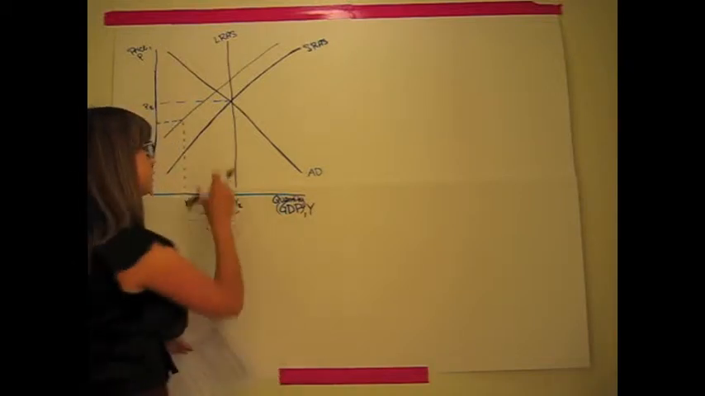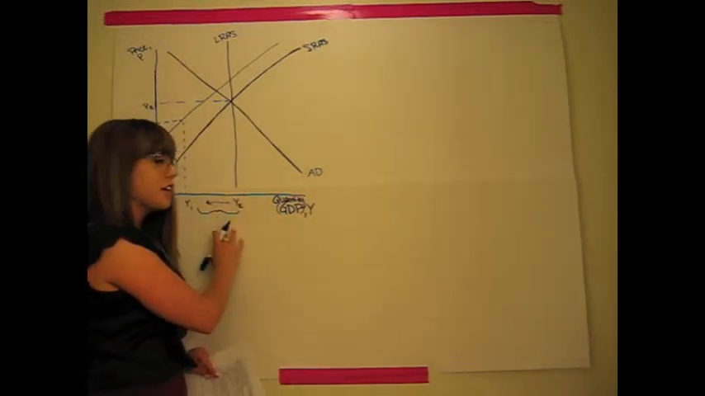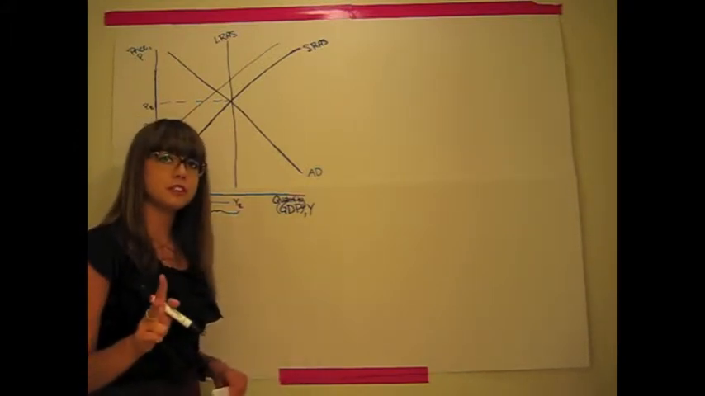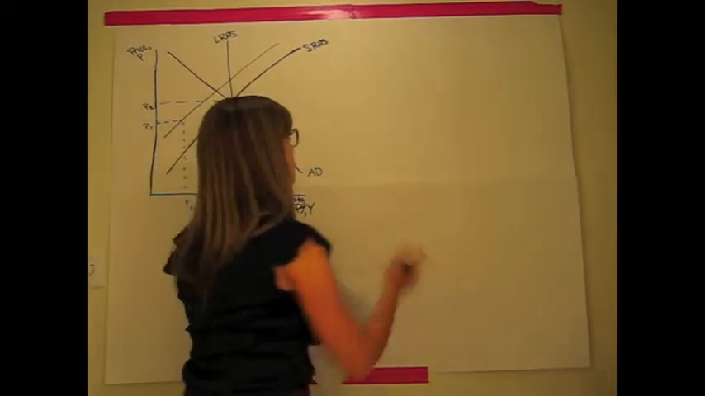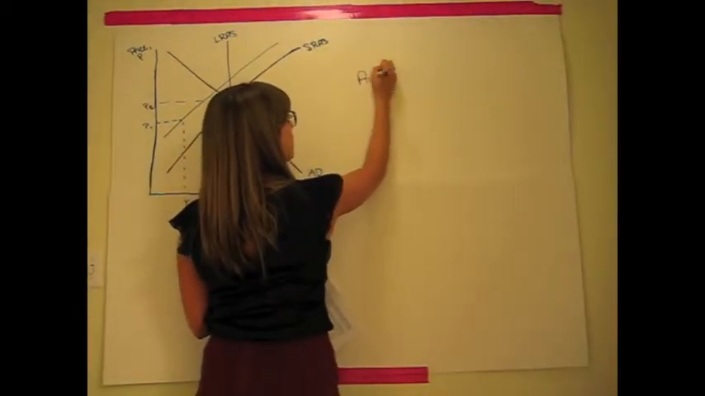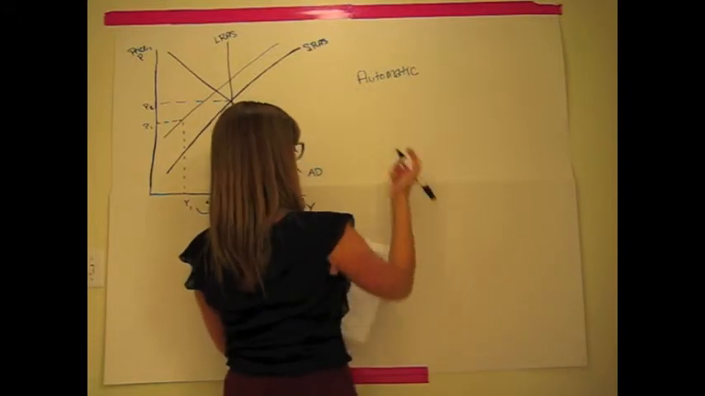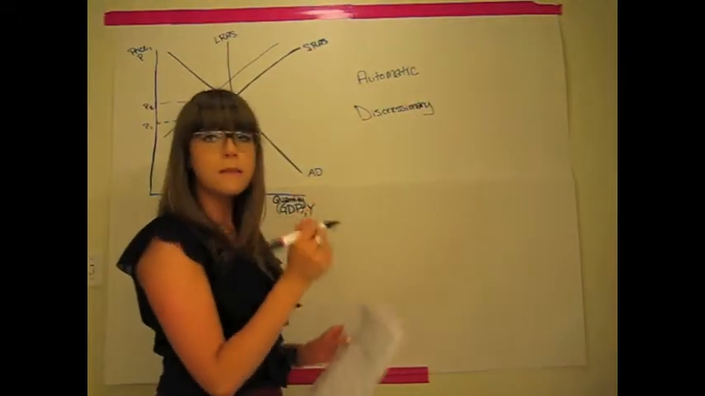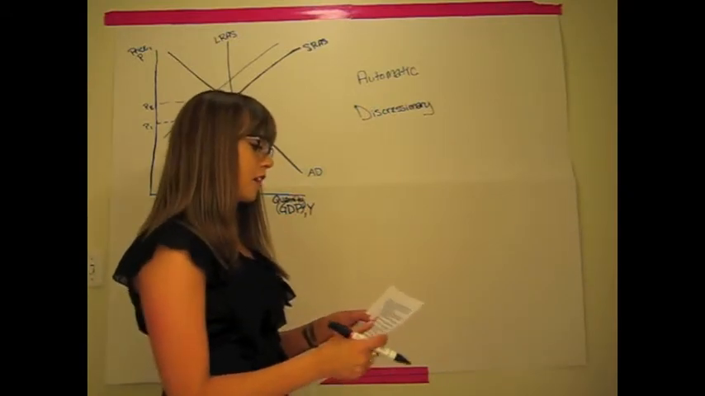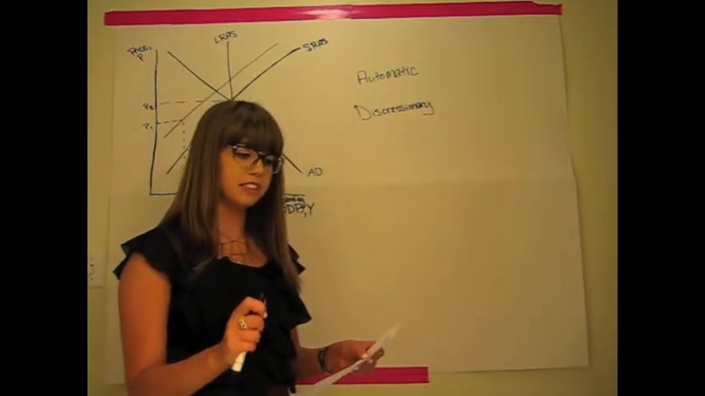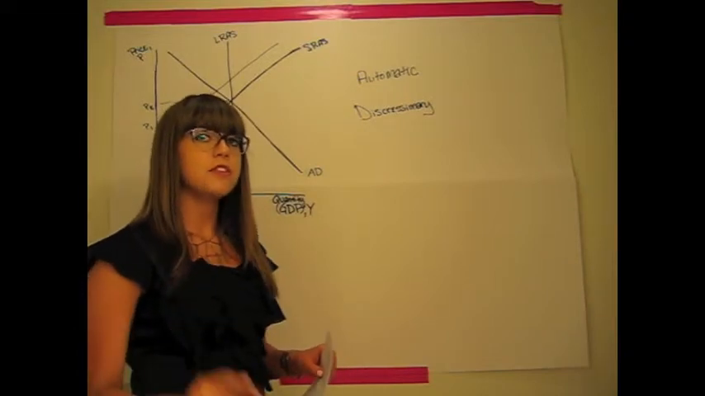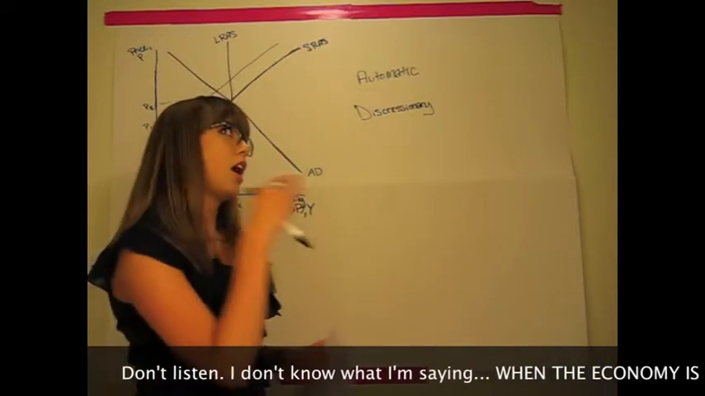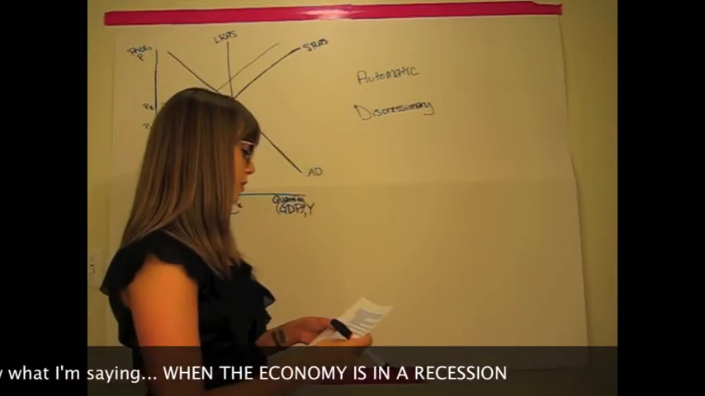To fix this problem, if the deficit becomes too large, you can use two types of fiscal policies. These two types are automatic and discretionary. Now, the automatic stabilizers are things like government spending and taxation rules that automatically go into play when the economy is low or high in its performance.